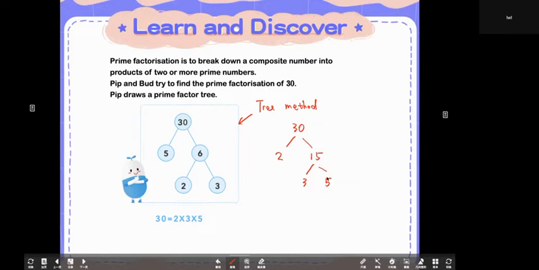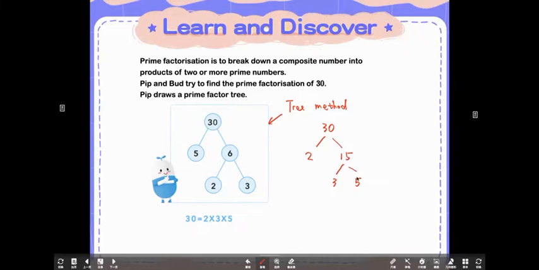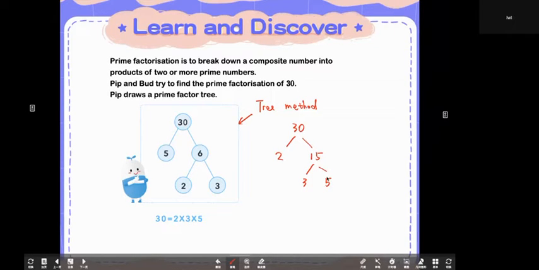So we have 2 prime numbers here, and we cannot keep dividing 3 and 5 into other prime factors, because they are already prime numbers. So what we do here is prime factorization, that is, dividing 30 into several prime factors. And 30 is written as 2 times 3 times 5. That is how the tree method is used.